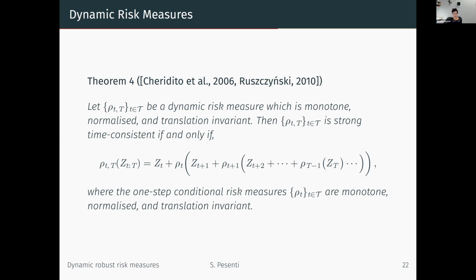And these one-step conditional risk measures are monotone, normalized, and translation invariant. What is nice about this formula is that first you have this recursion, and also you only have to think about the one-step risk measure, which gives rise to these time-consistent risk measures. So now that we have the dynamic uncertainty sets and dynamic risk measures, we can think of how to define a dynamic robust risk measure.